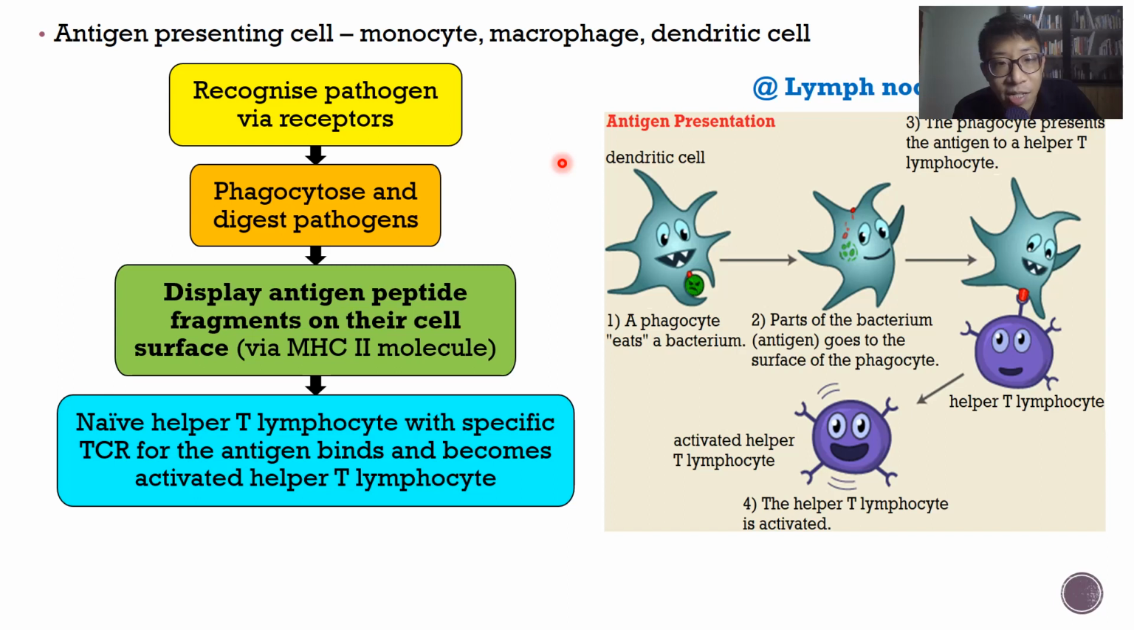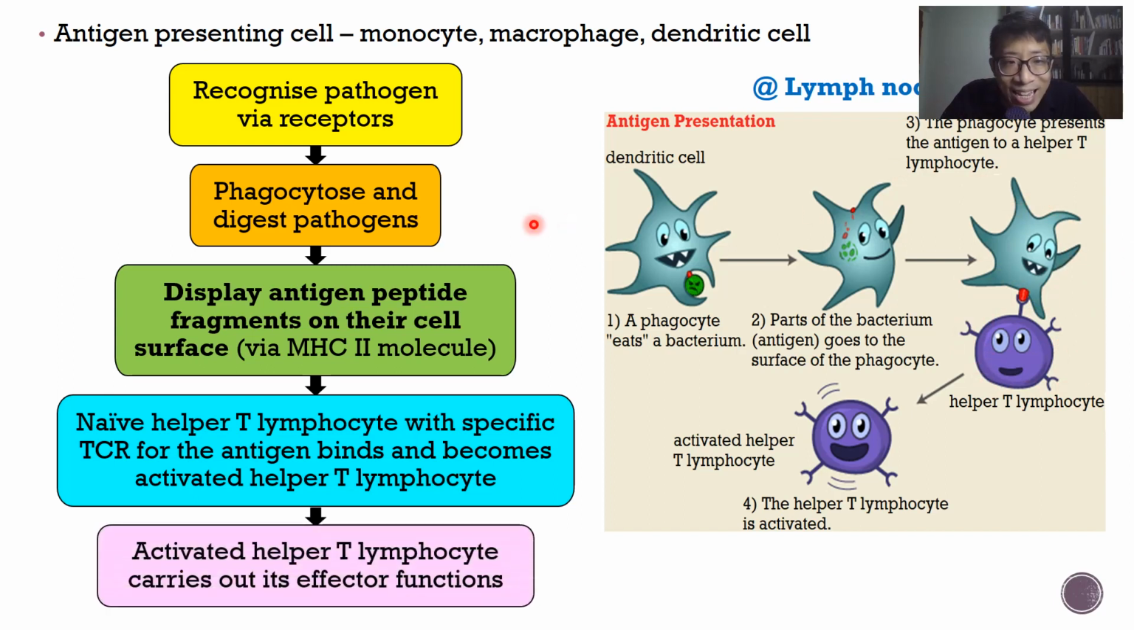Once the antigen peptide fragment is presented on the surface of the antigen presenting cell, then a naive helper T cell will be able to recognize this presented antigen and will bind to it. That is shown here in this cartoon. The binding of the naive helper T cell would then activate these helper T cells to carry out their function, and their function would lead to the activation of the adaptive immune system or adaptive immune responses.